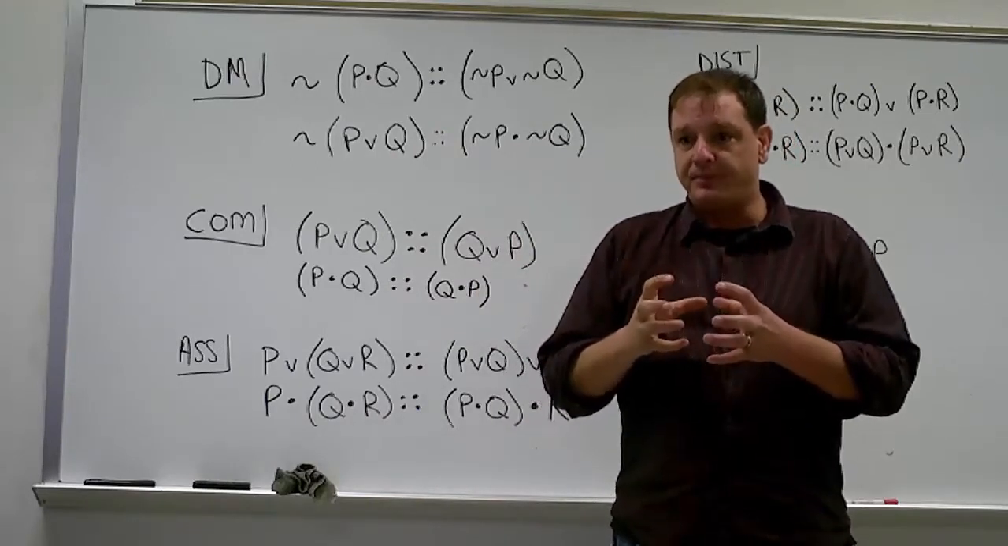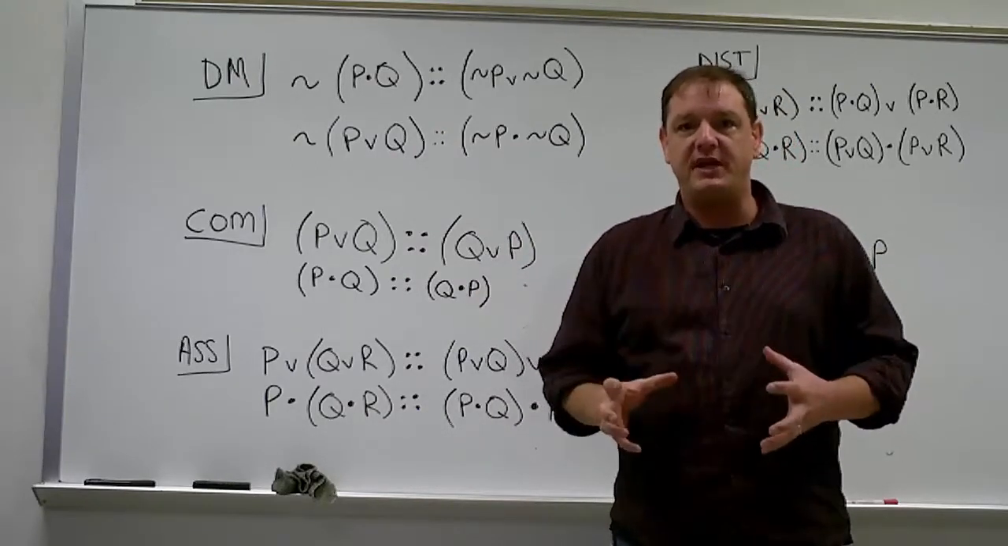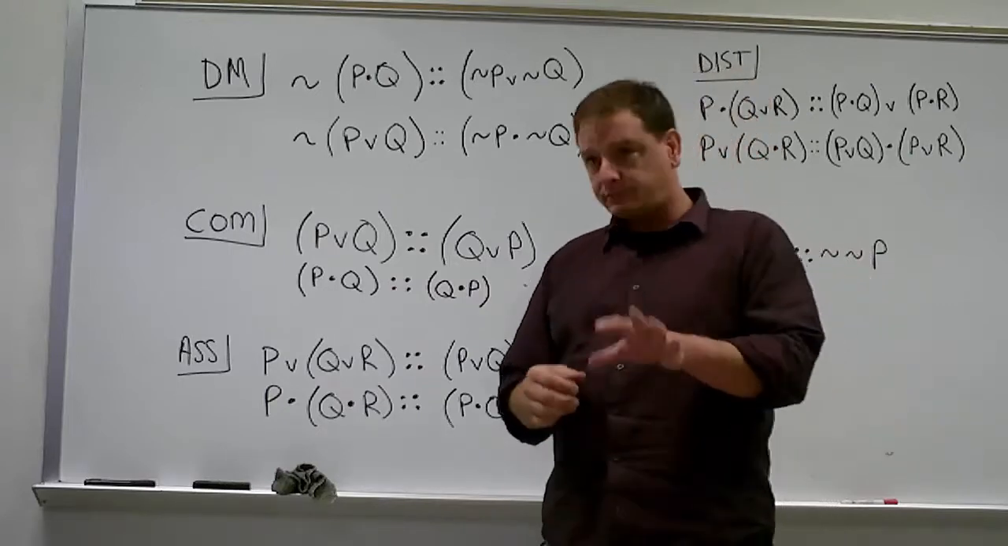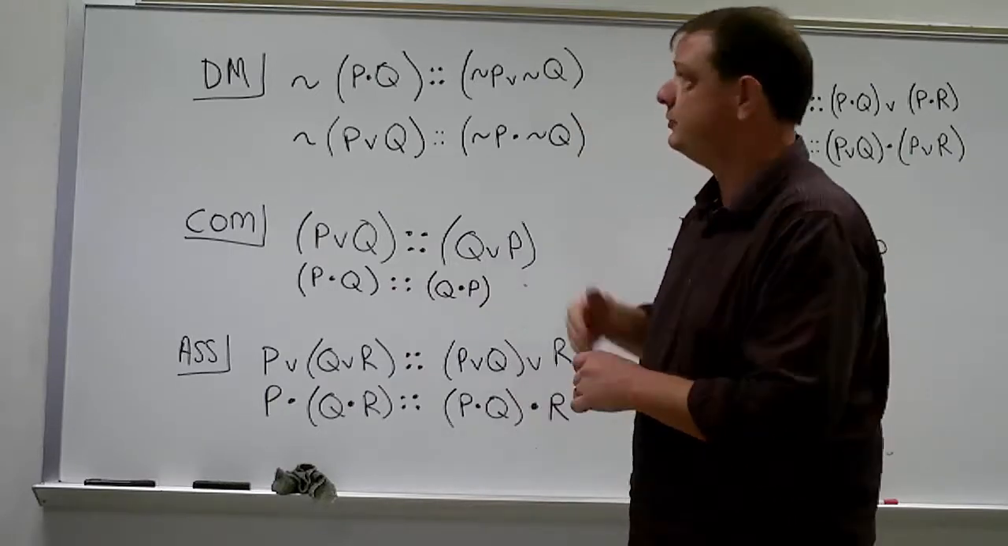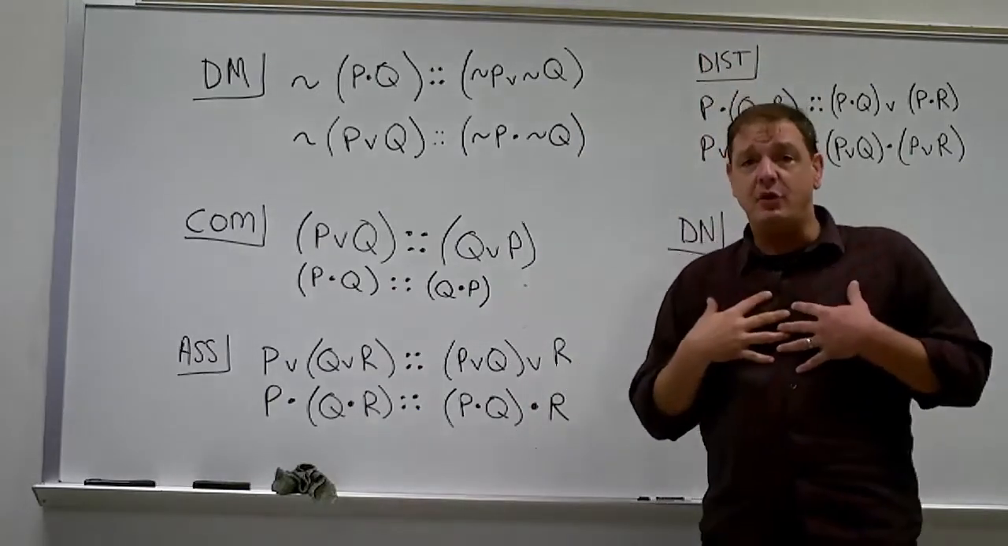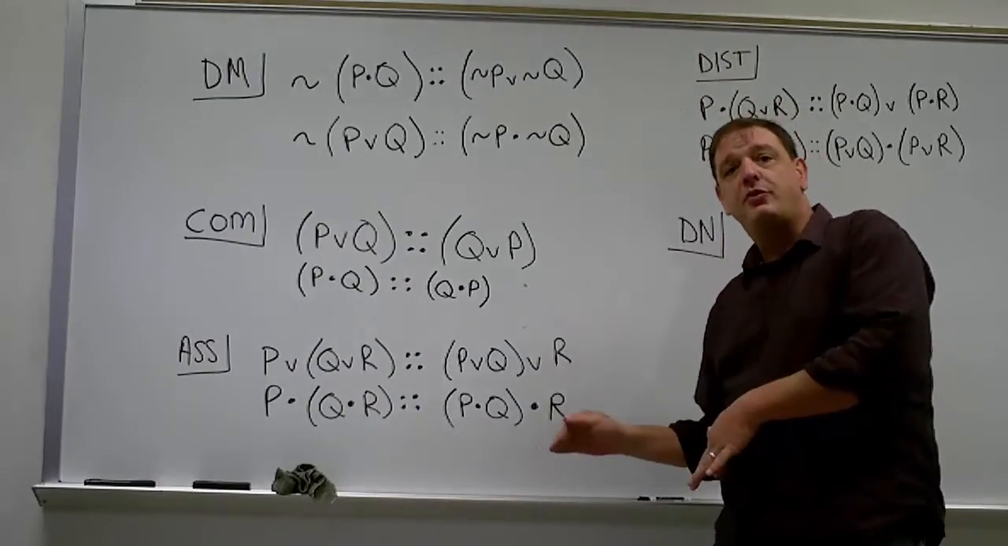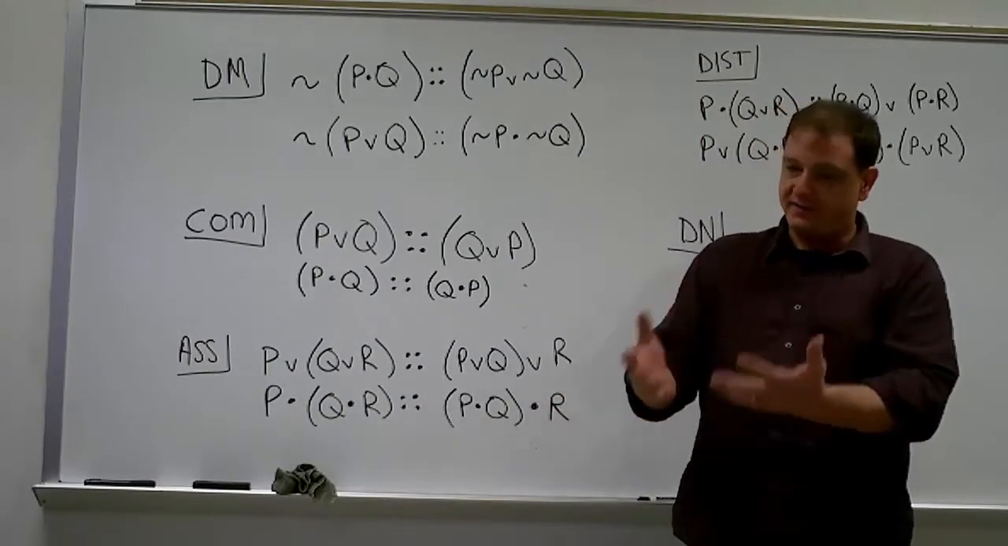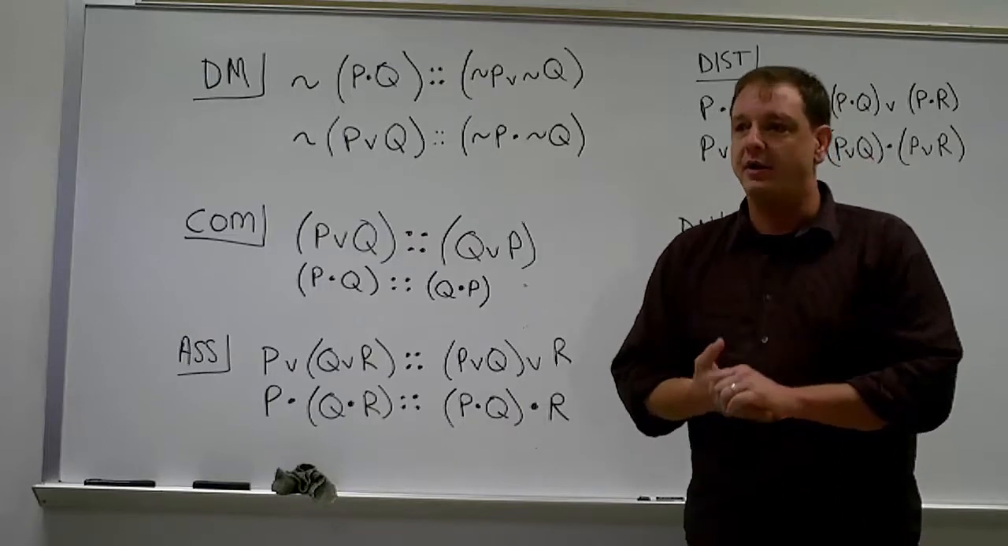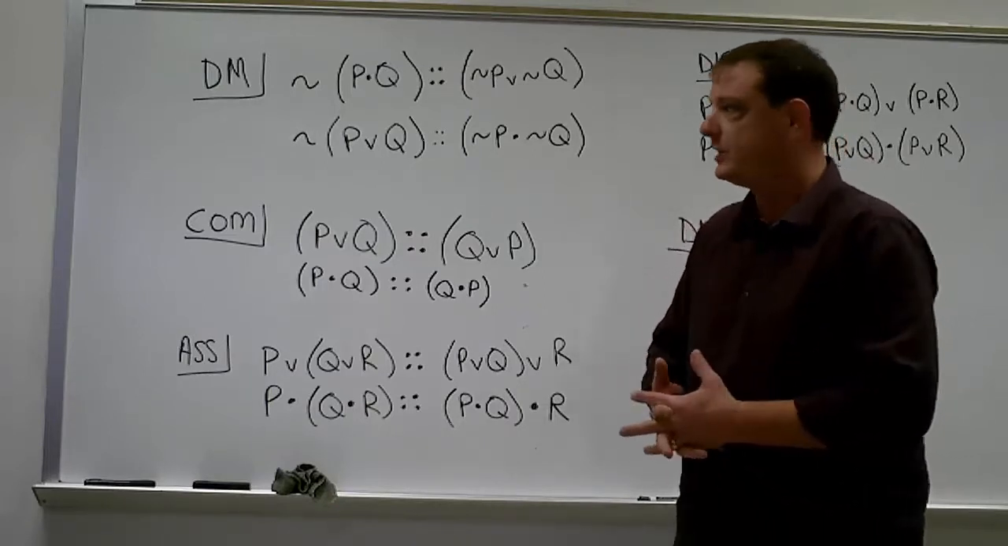Being able to get the statement in the form that you need to use another rule is what you're going to need to be able to finish off these proofs. I have no illusions, these are tough. Let me run through these rules really quick. I'll give you some examples in another video, and hopefully we'll simplify things at least a little bit.